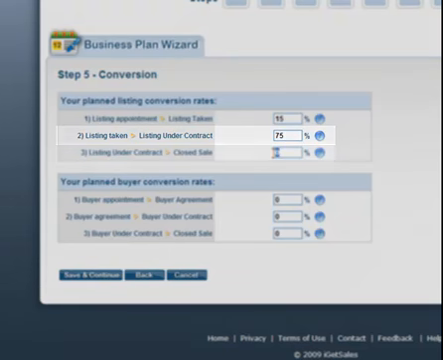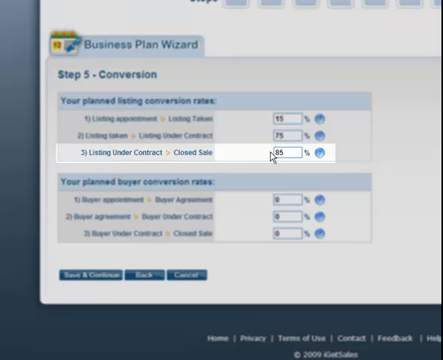Now, my final conversion opportunity is what percentage of those that go under contract will ultimately close. And we don't have quite as much control of that conversion on the seller side as we do when we're representing the buyer's agent, because typically we find that more often than not, when a transaction falls apart after going under contract, that happens on the buyer side, but we do have some control. So I'm going to assume here that I'm about 85% good, meaning 85% of the time when I get a listing under contract, I'm going to ultimately be able to carry that all the way to closing.